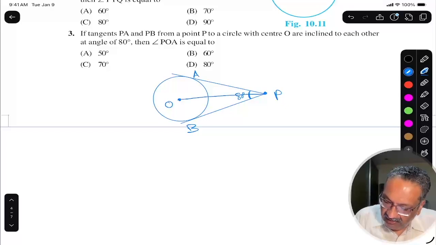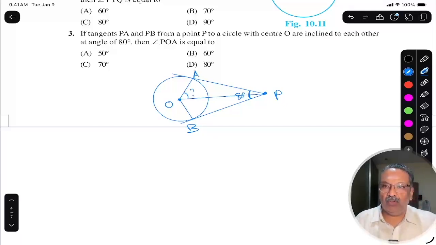So this is the line. P and O is the line joining the external point to the center of the circle. They want angle POA. This angle is x, they are asking. All right. Now what I will do is I will join this also.